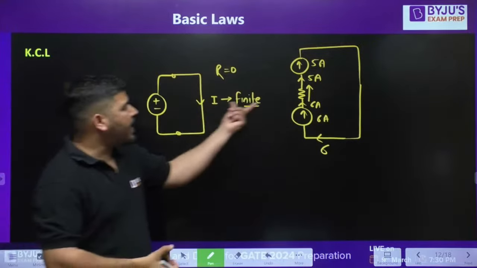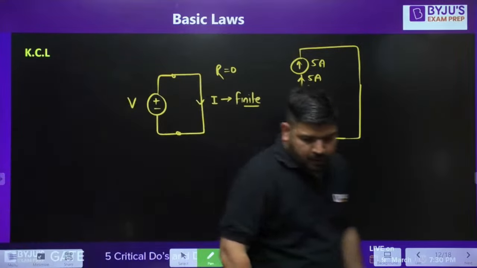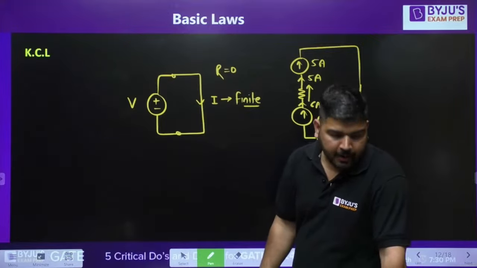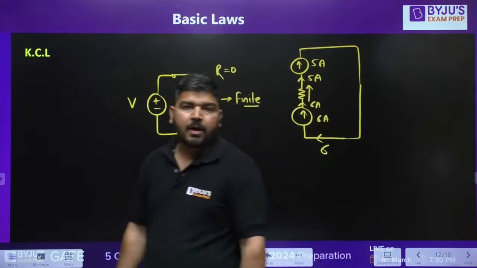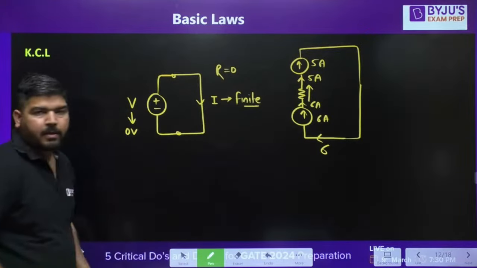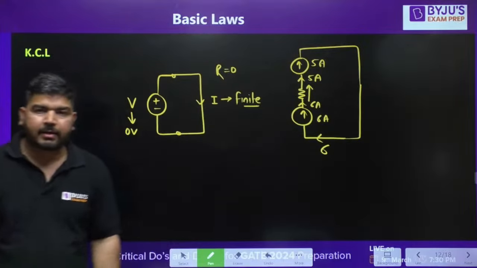And if you want to flow a finite current, what should be the source value? What should be the voltage source value such that this current becomes finite? I think this is your question. Now the answer is it has to be 0 volt. With 0 volt, if the resistance is 0, you can get finite current.